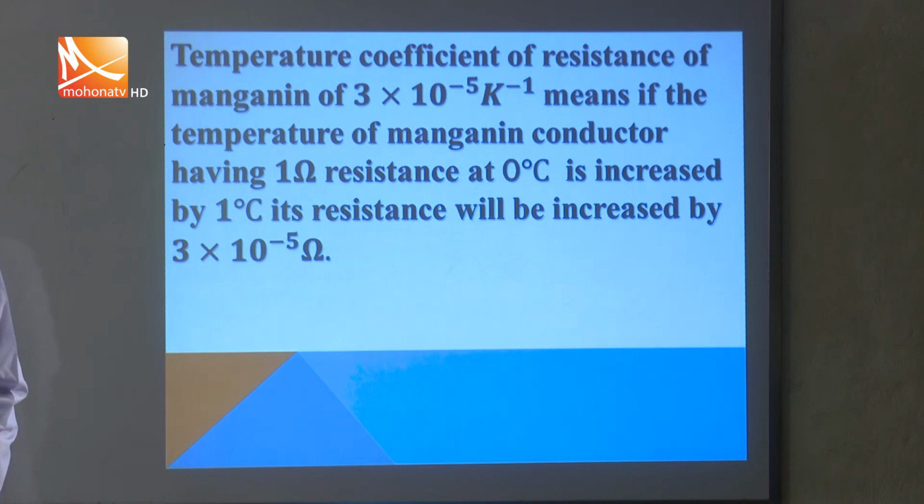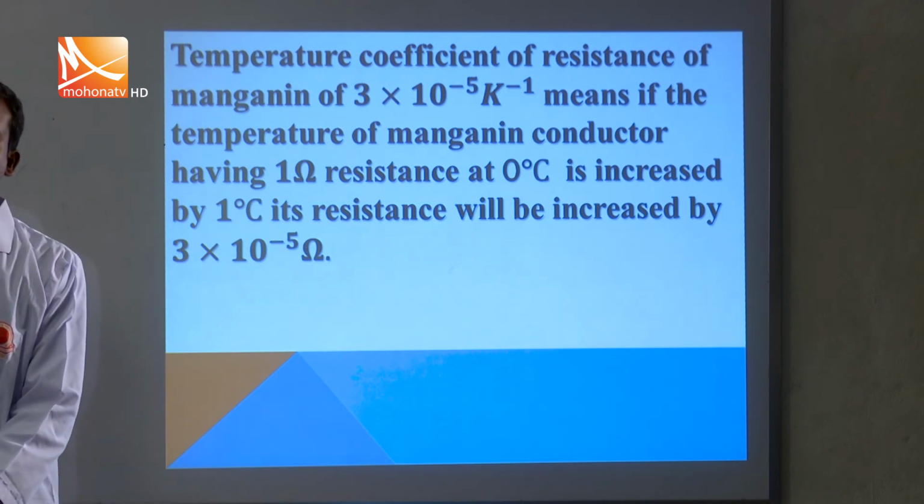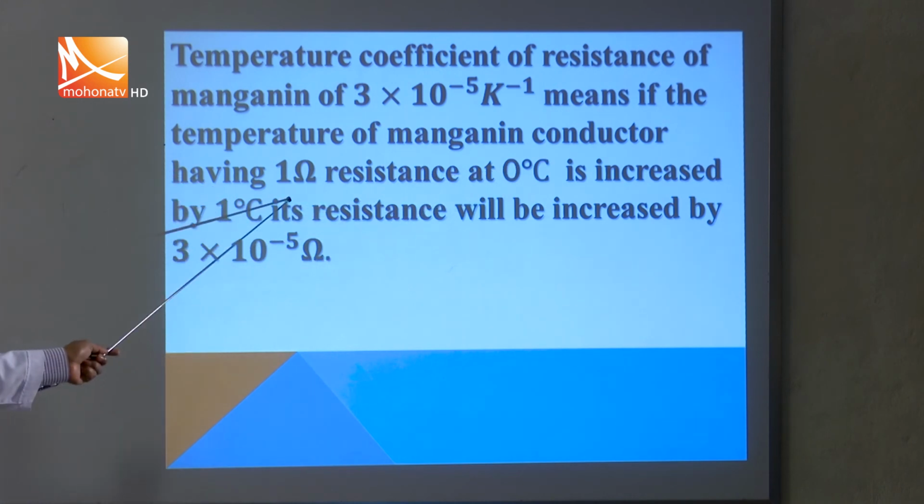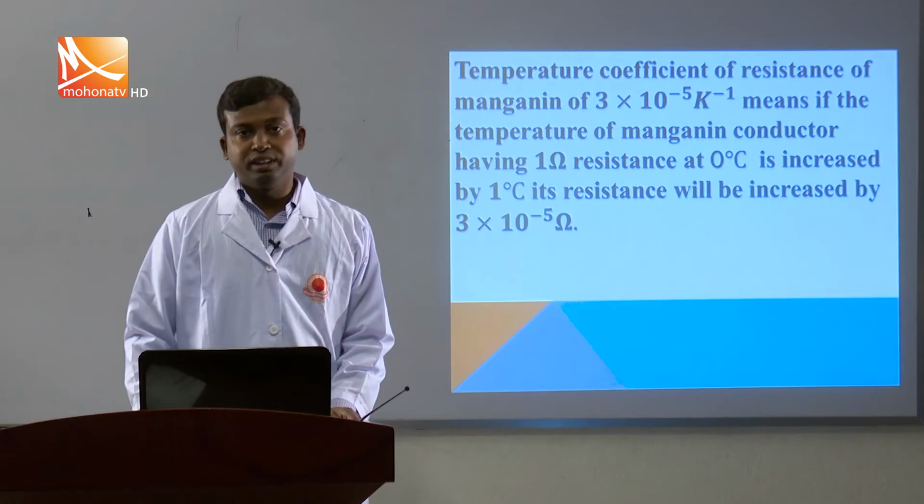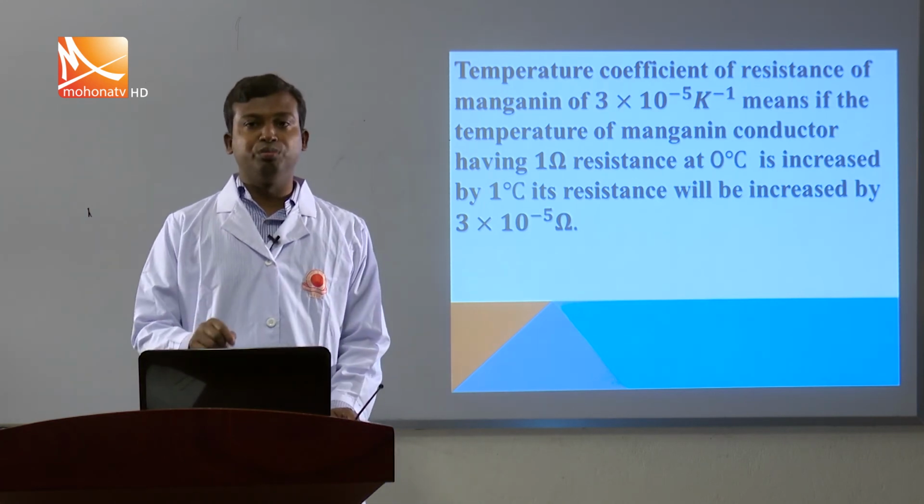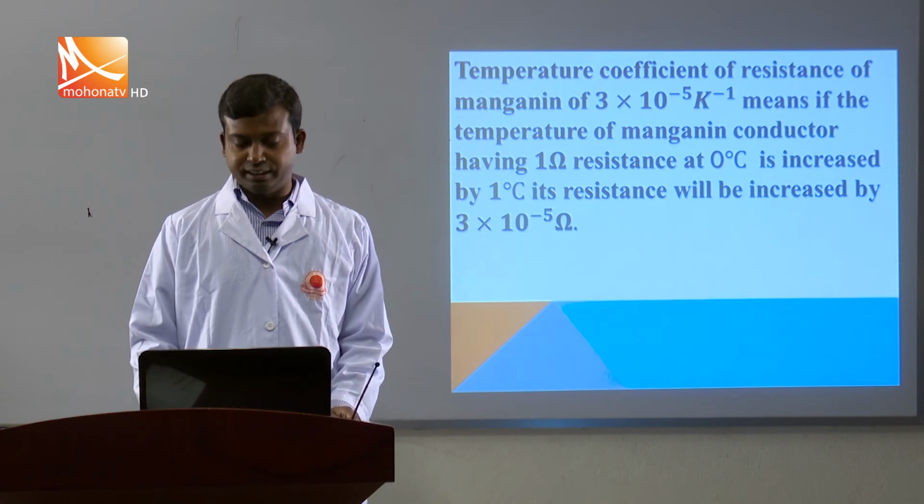That means temperature coefficient of resistivity basically describes what amount of resistance is increased due to an increase of 1 degree Celsius on unit resistance at 0 degree Celsius. That means in this case the resistance is 1 ohm at 0 degree Celsius, and when temperature is 1 degree Celsius, then resistance will be 1 plus 3 into 10 to the power minus 5 ohm. That means resistance will increase depending on the resistance of 1 ohm at temperature 0 degree Celsius.